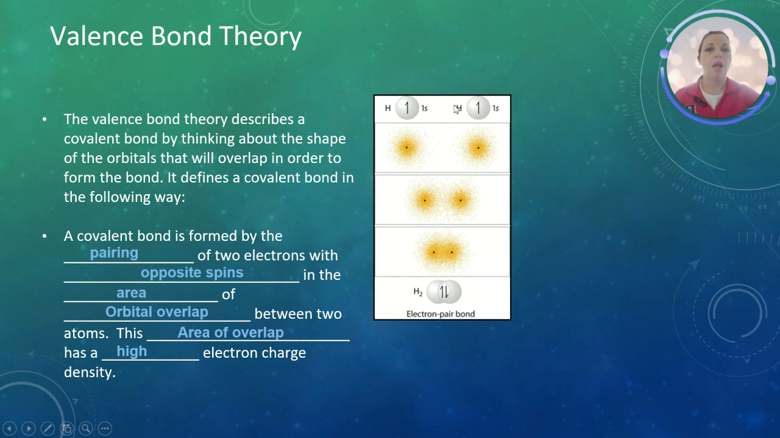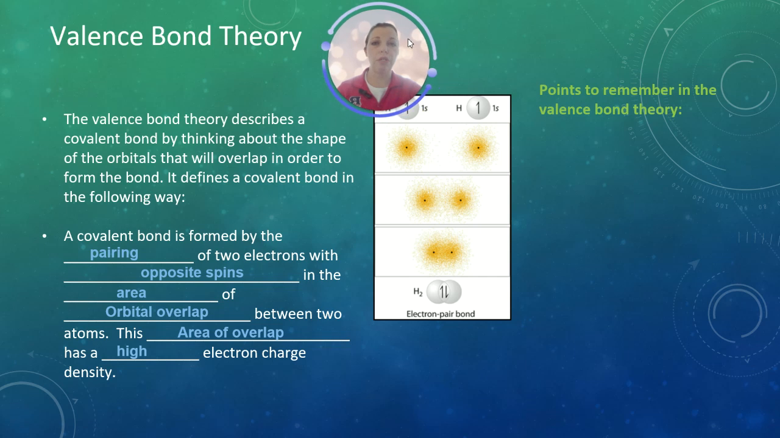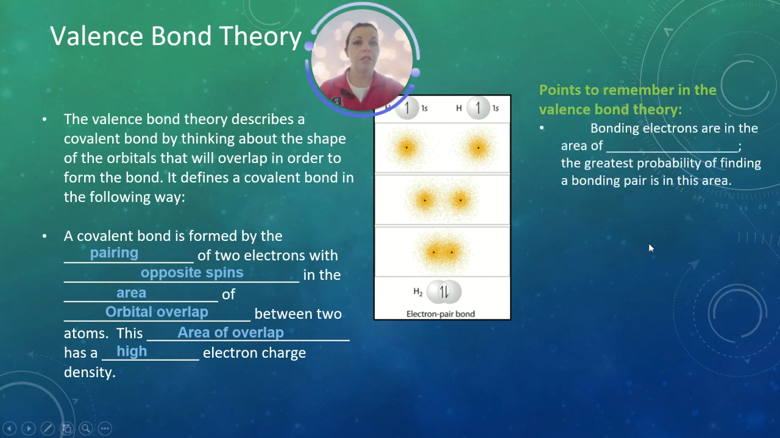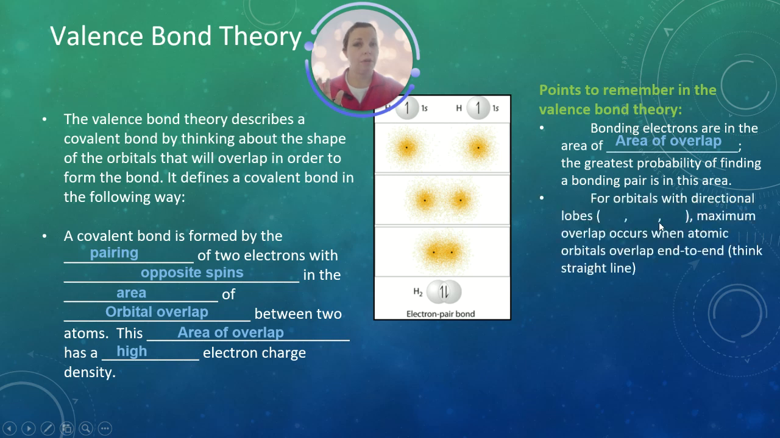So it goes from being an up and an up to being an up down. So you don't need to know that graphic, but I thought it might help you to understand. Here's what you do need to remember about the valence bond theory. Thing 1, bonding electrons are in the area of overlap, which is the greatest probability of finding a bonding pair, okay? For orbitals with directional lobes.